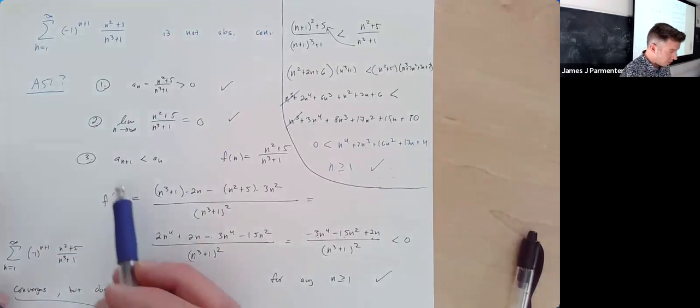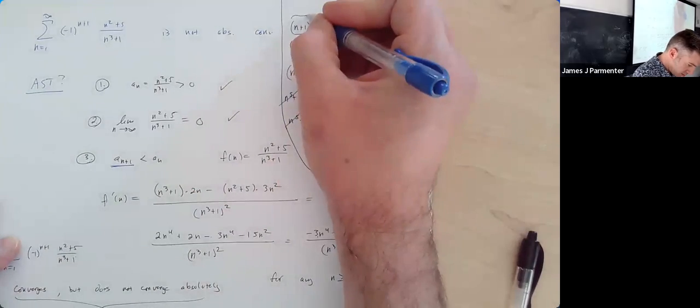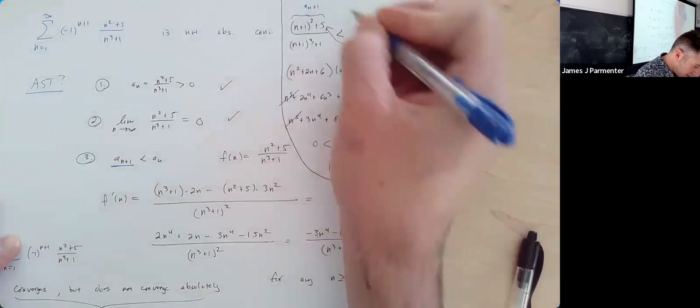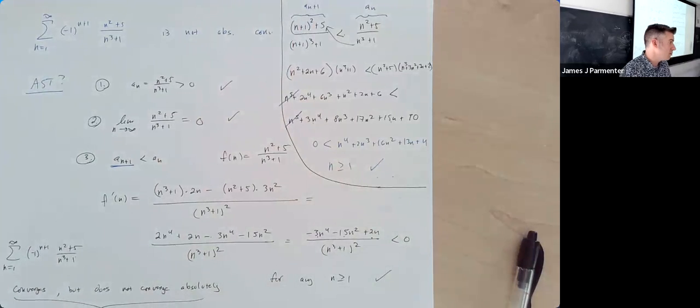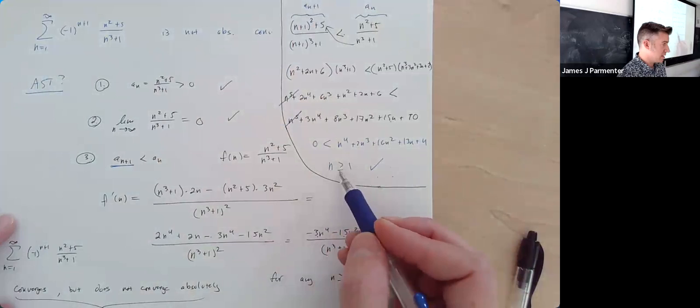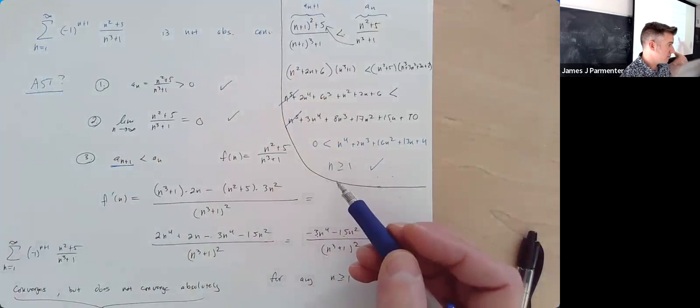Literally, we're just showing that the next term, a_{n+1}, is smaller than the previous term. That means the terms got smaller. It doesn't matter what n is, for any n greater than or equal to 1, the next term will always be smaller than the previous term.